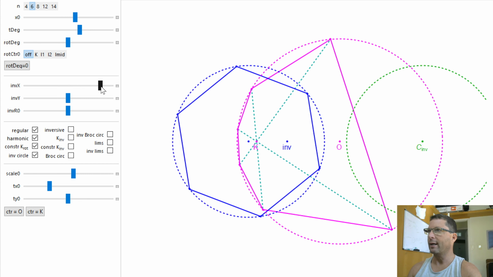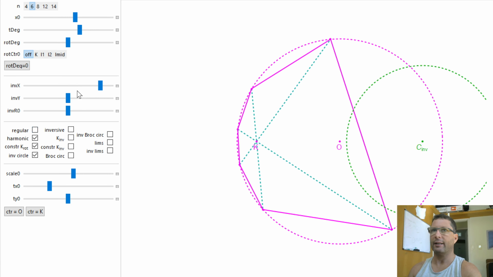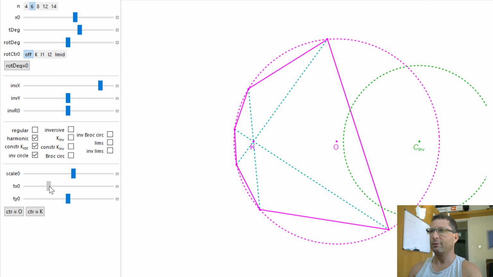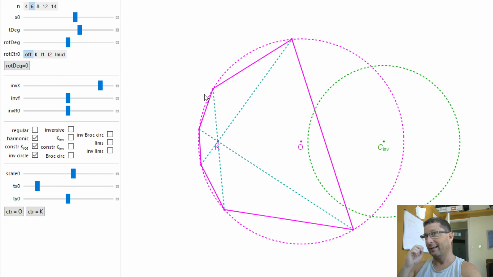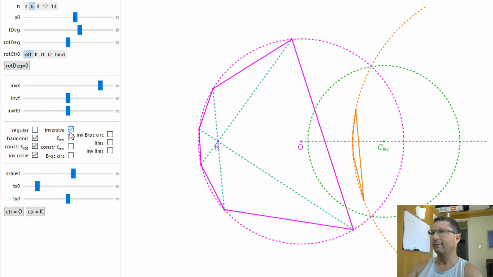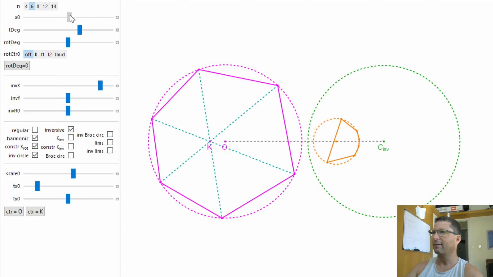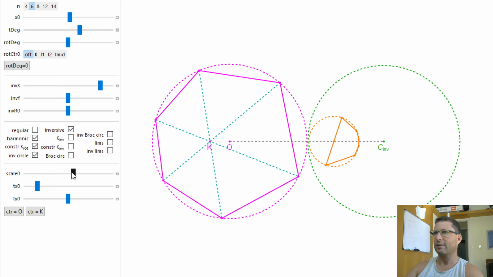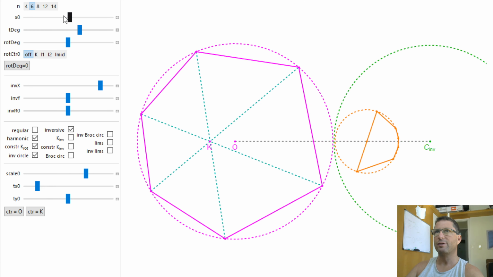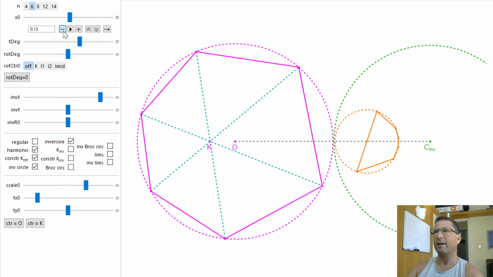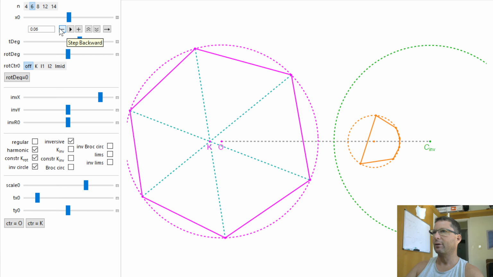Now let's go ahead and turn off the regular family. It's no longer important here, and I'm just going to focus on what's happening to the polygon whose vertices are inversions of the harmonic vertices with respect to the circle. So let's light it up. There it is. So it's this orange polygon, and let me make this orange polygon a bit fleshier.